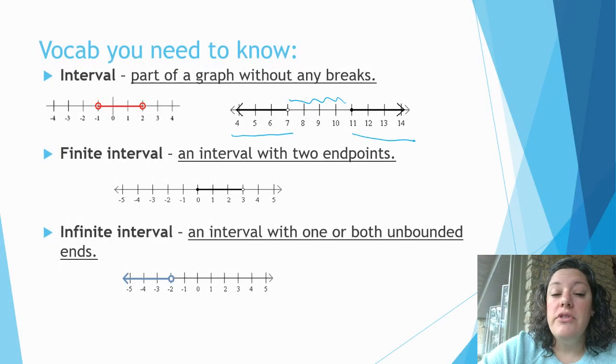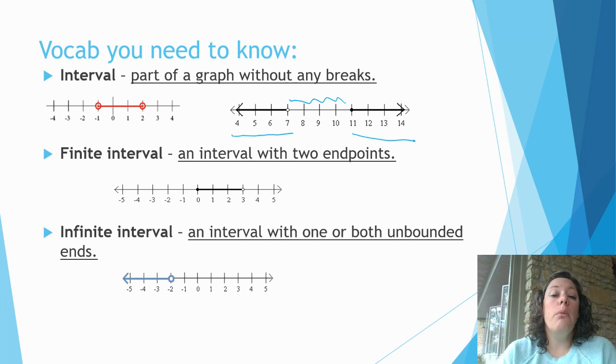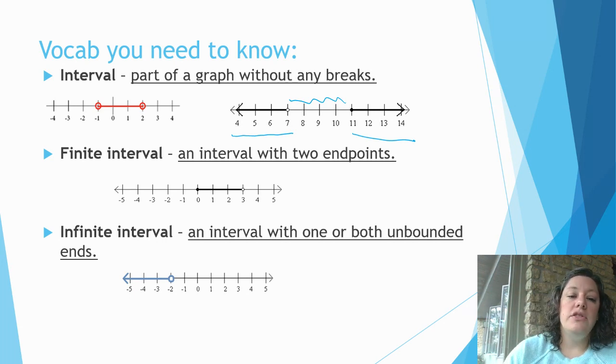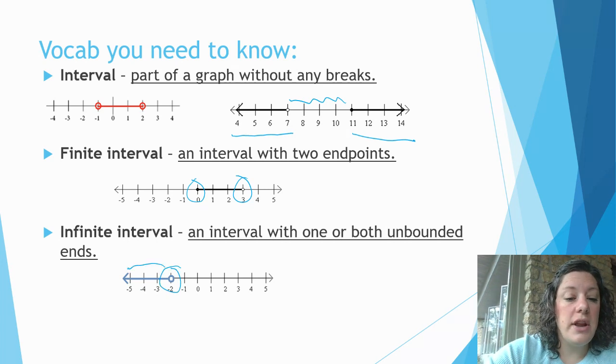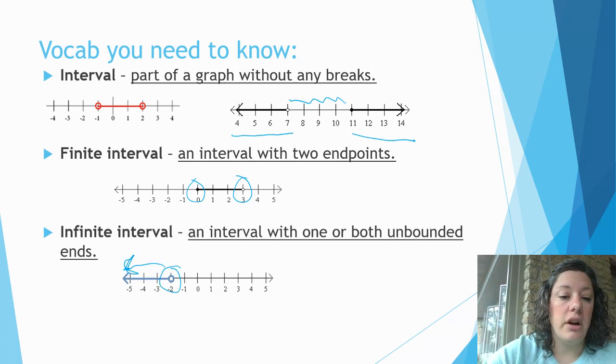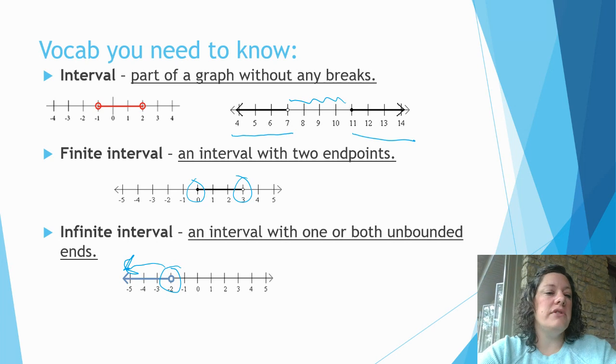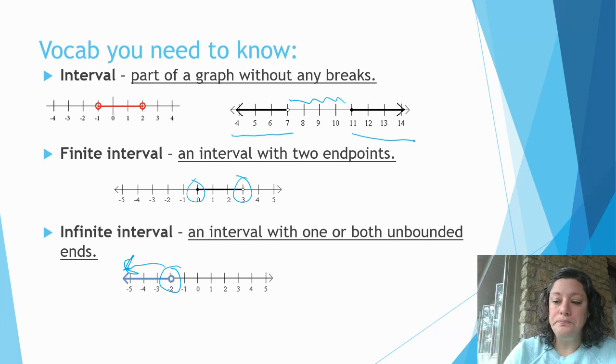When we talk about intervals, there are two different kinds. You have a finite interval, which has two distinct endpoints. It starts, it stops. You can see that on the graph. And you have an infinite interval, which goes on forever in one or both directions. You can see this finite interval is starting at 0 and ending at 3. This infinite interval is starting at -2 and it's going down forever. So that's the difference between finite and infinite.